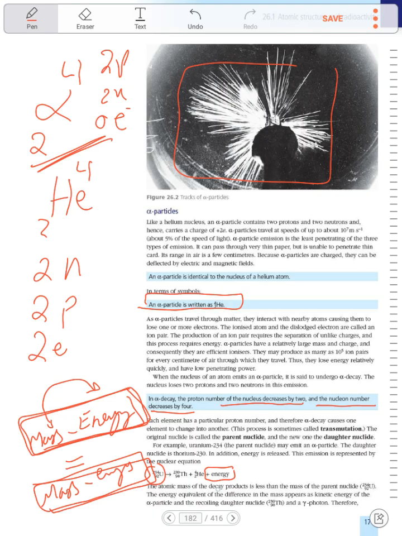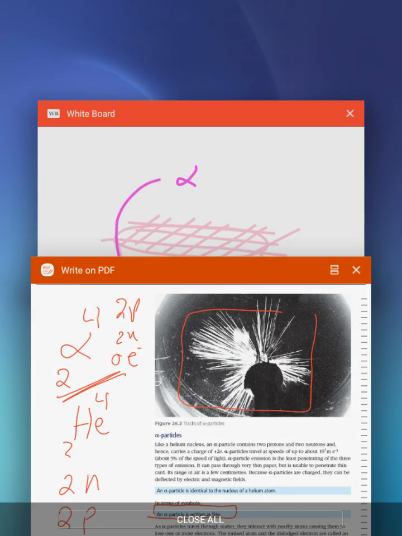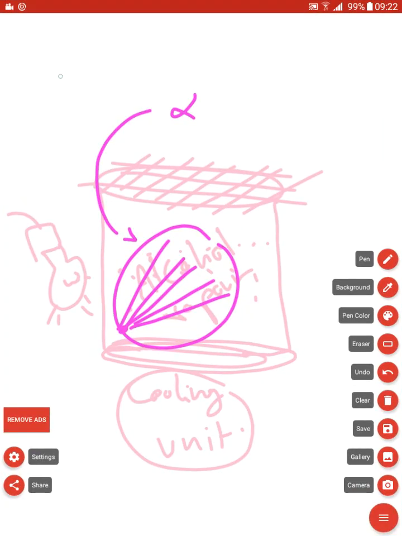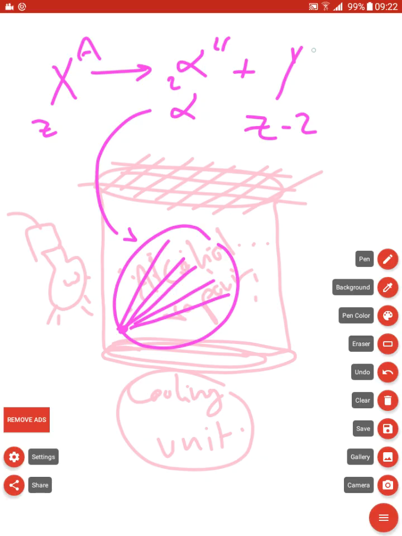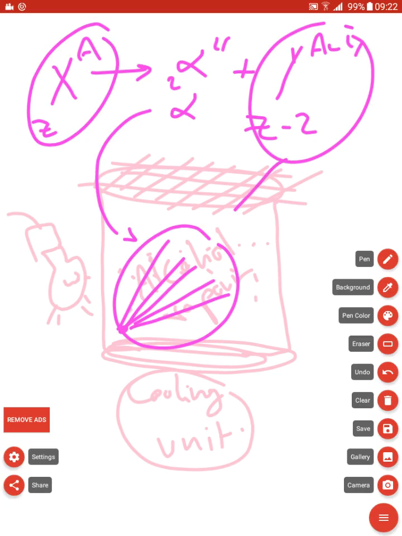The atomic mass of the decay products is less than the mass of the parent nuclei. What is the parent? The parent is the first element, Z A. This is an alpha particle, 2, 4, plus, let's say, Y, Z minus 2, and A minus 4. So this is the parent and this is the daughter. If we have another element getting out after this, this is a granddaughter.